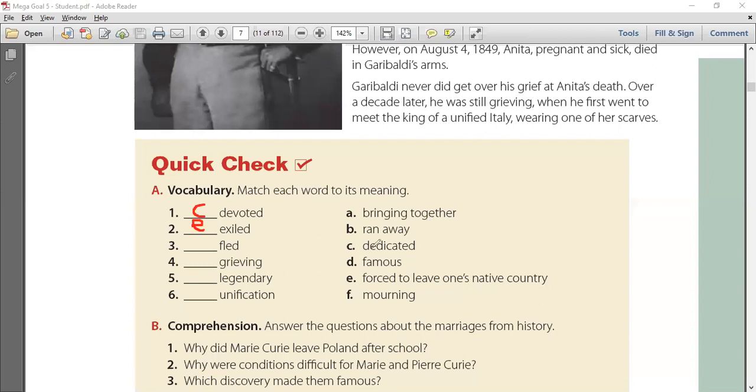Okay, now what is the meaning of fled? What is the meaning of fled? He's not forced to leave, but he himself, without any forcing, I want other people rather than Ragad and Rahaf. So, fled. Exiled means that he has been forced to leave his native country. But fled, no. Without any forcing, he just left. And we call that, what is the meaning? Run away.